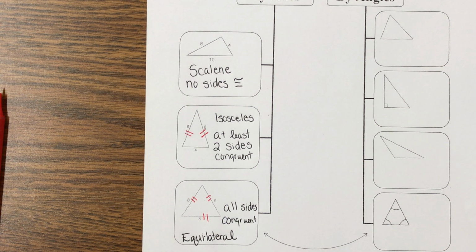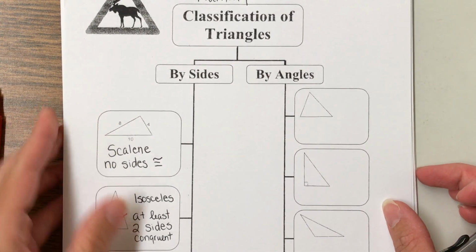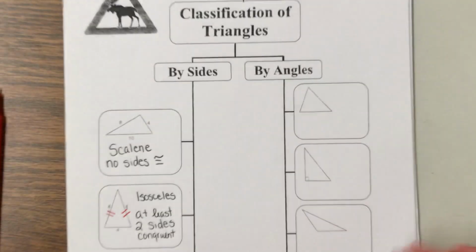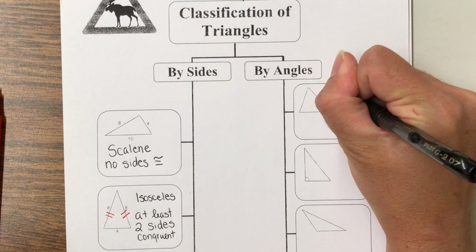So now we want to name our triangle based off of their angle measures. So back up to the top here. So in this first picture, notice how we have acute angles. Acute means angles that are less than 90 degrees.